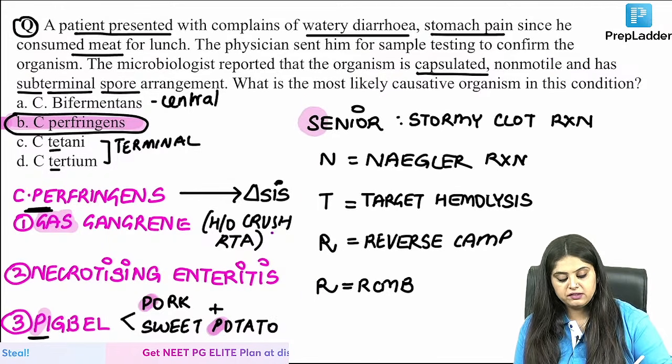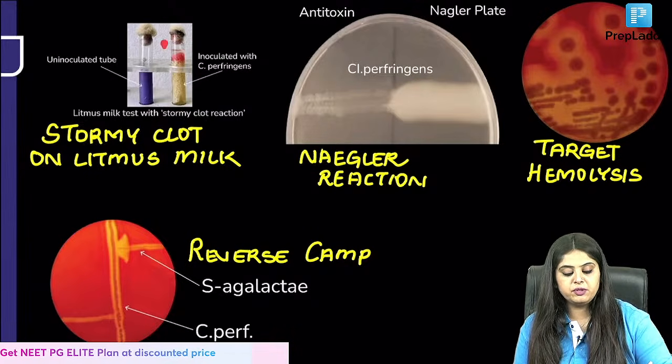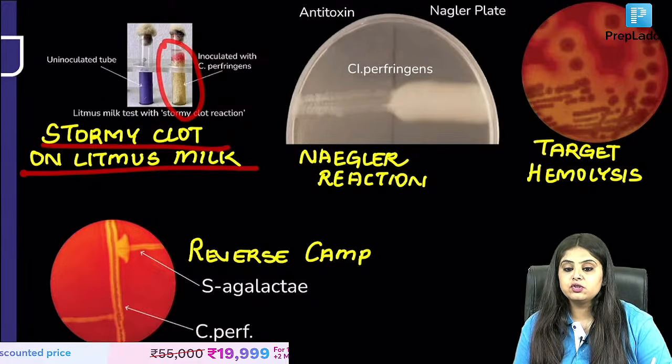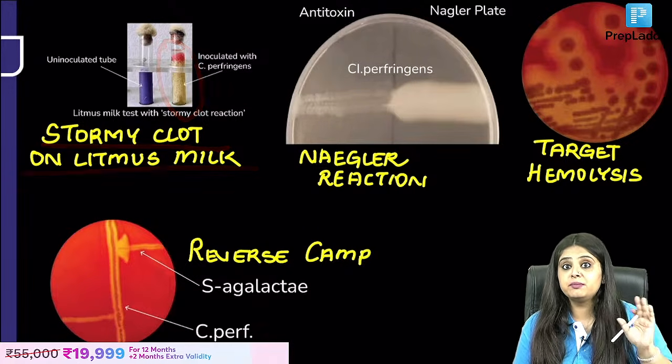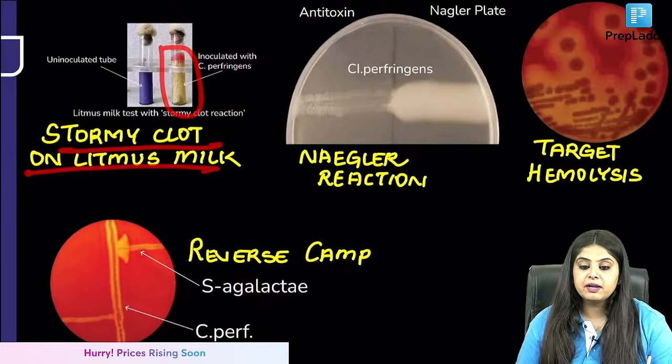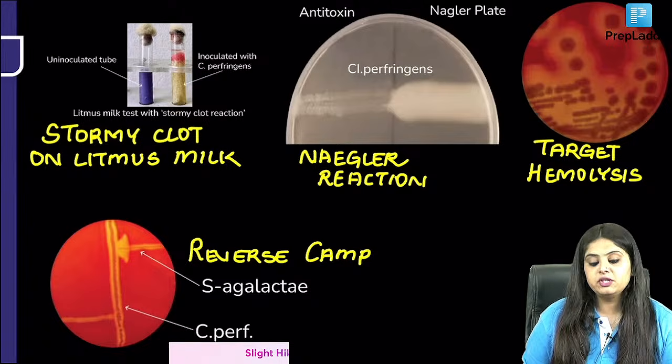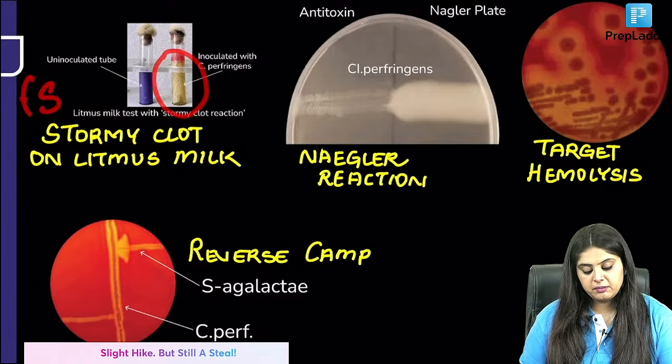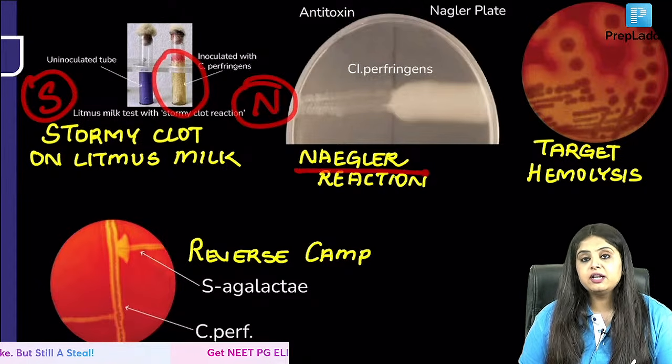ऐसे नहीं याद रहेगा मैम, please tell us, फोटोज से याद रहेगा. तो सबसे पहले, what is the first reaction? It is stormy clot formation. You will see in this the same screenshot I got from your rapid revision, so that visual memory I am trying to build in micro. So over here, what do you have? Number one, the stormy clot formation. You can see a clot forming. So senior, समझ आ गया. N for what? N for Nagler reaction.